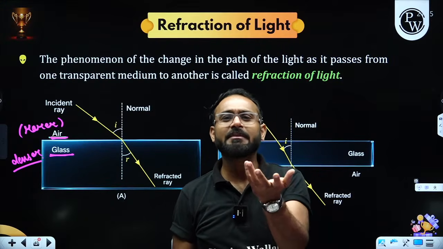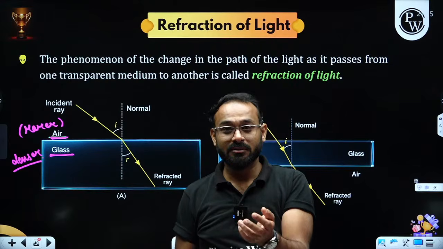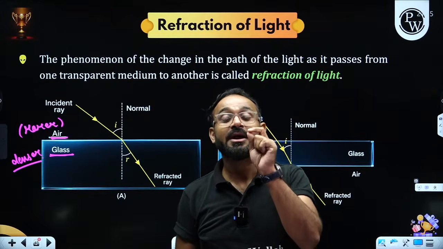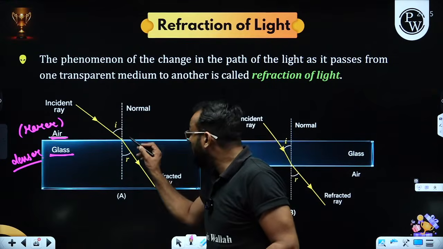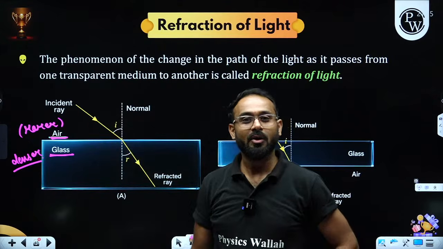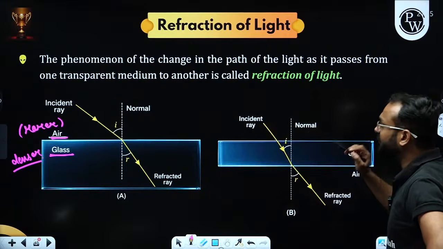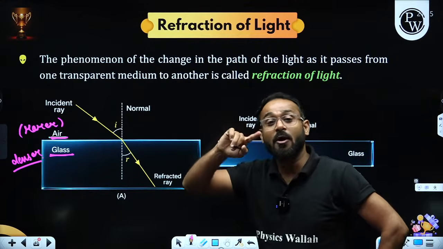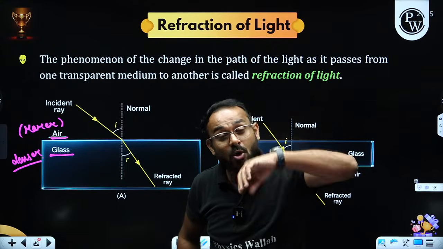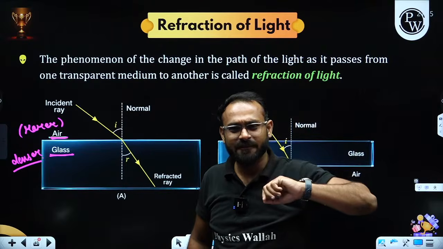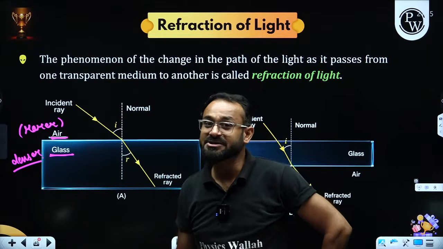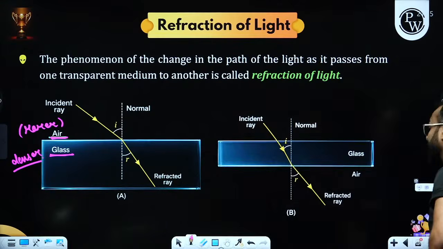Where is it bending? It will bend towards the normal if the ray of light is traveling from a rarer to a denser medium. What if the ray of light goes from denser to rarer? It will go away from the normal. The path of light is going to change. But the question here is, why is it changing?